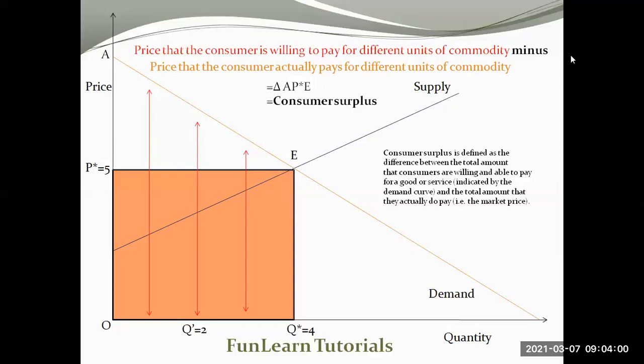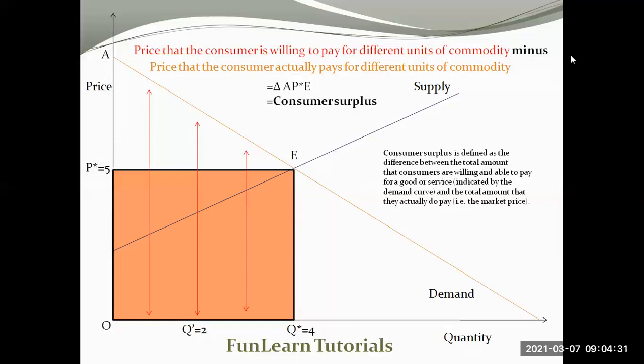Here, 'able' essentially means that demand has to be backed by purchasing power. You can't just say I want to offer 5 rupees but I have only 3 rupees. You have to be able to pay. So that is what they talk about. The consumers were willing and able to pay for a good or service indicated by the demand curve. We were looking at the demand curve every time we were calculating the consumers' willingness to pay, OAEQ*. So AE is essentially a part of the demand curve.